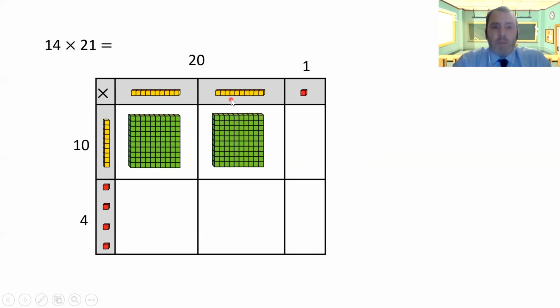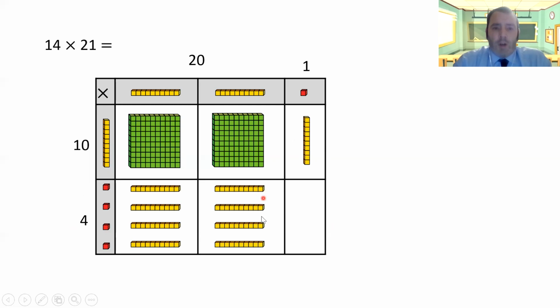I've got 10 times 10 again, which gives me another 100. I've then got 10 times 1, so I'm going to have 110 in here. I've finished multiplying by 10. I need to go from finish, multiplying by 4, and fill in this row of my area model. So I've got 4 tens. I've got another 4 tens. That's those 2 filled in. I've got 1 more to go in here.